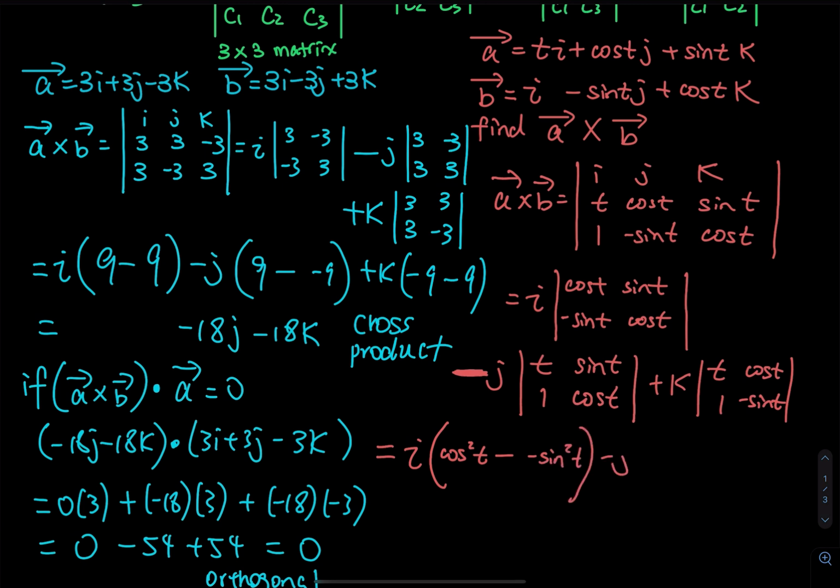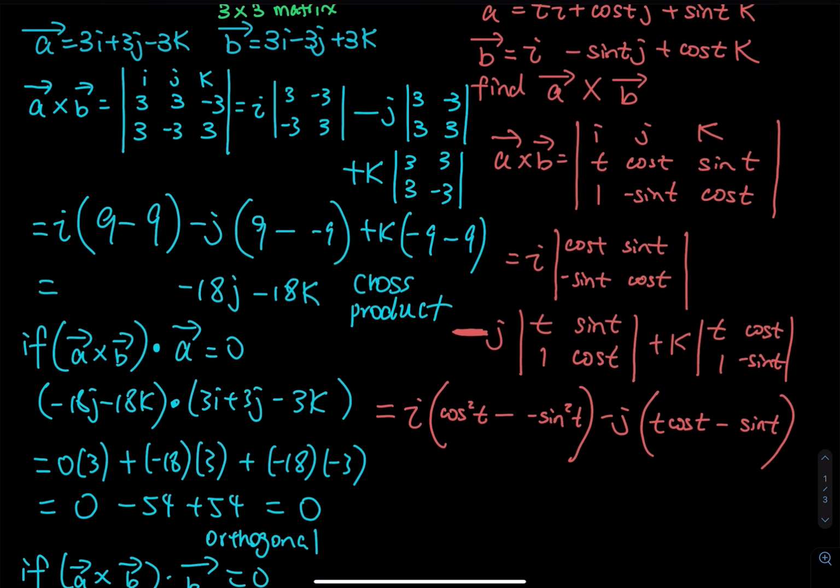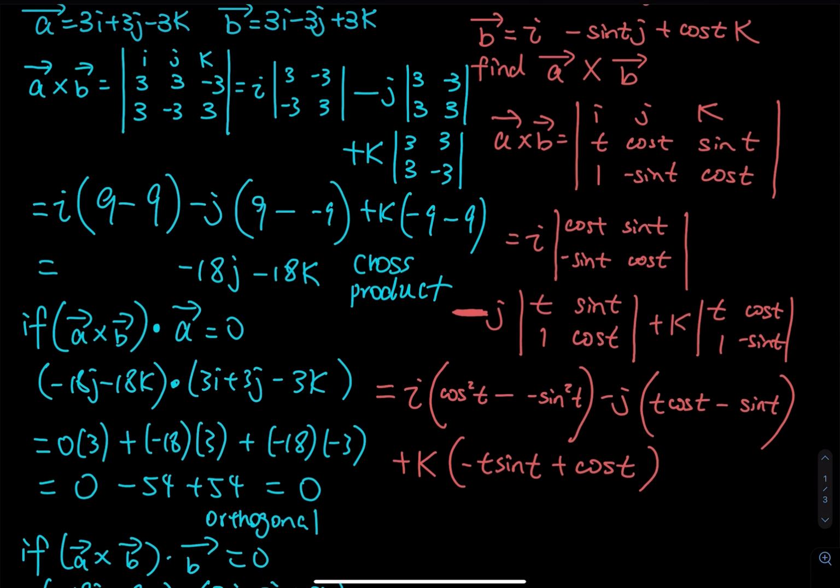And then minus j, t times cosine t, and then minus 1 times sine of t. And then plus k, t times negative sine of t, and then plus 1 times cosine of t. There you go. And then what else? What is next? The cross product is right over here.